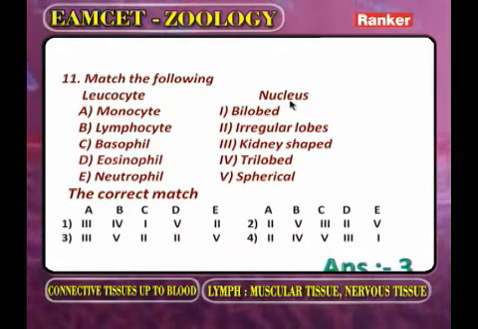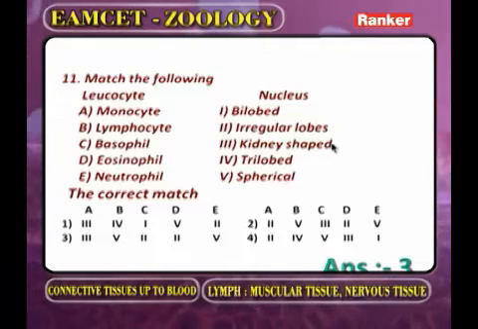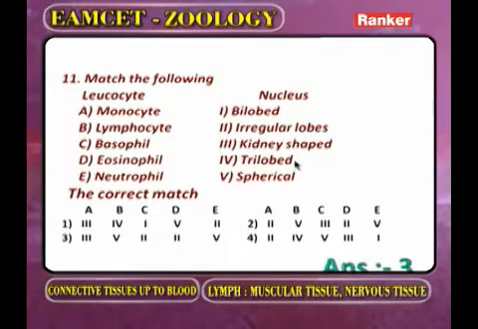Now the first one is bilobed, the second one we call irregular, the third one we call kidney shaped, the next one we call trilobed, and the last one we call spherical. Now I am giving some hints regarding this question.